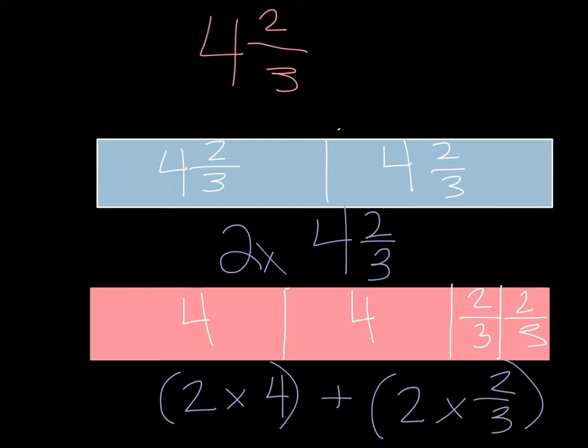What we did for our second tape diagram in pink is we used the distributive property. We distributed the 2 out to our whole number and our fraction. That is what we will be doing today when we multiply.